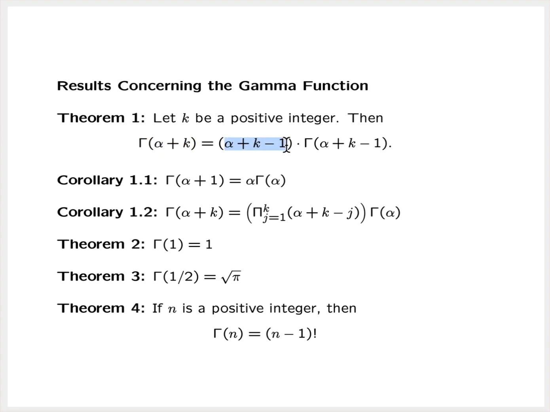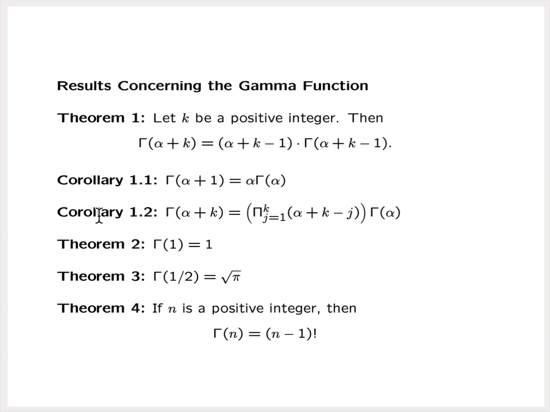So we have alpha plus k minus 1. And then we evaluate the gamma function at that same value, alpha plus k minus 1. And then we take the product, and that will give us the gamma function evaluated at alpha plus k. Now, a corollary to that theorem, corollary 1.1, says that the gamma function evaluated at alpha plus 1 is equal to alpha times the gamma function evaluated at alpha.